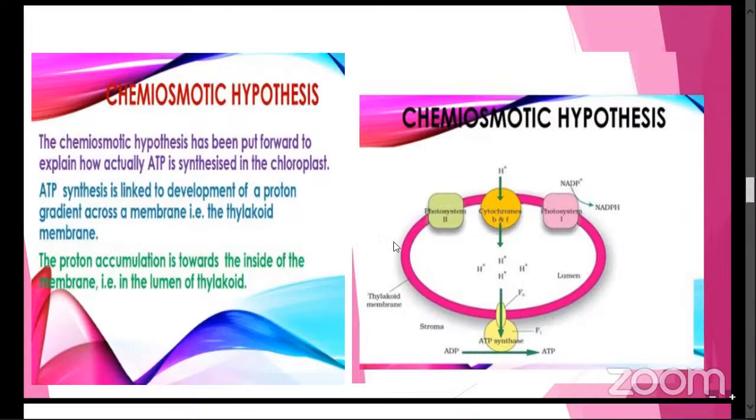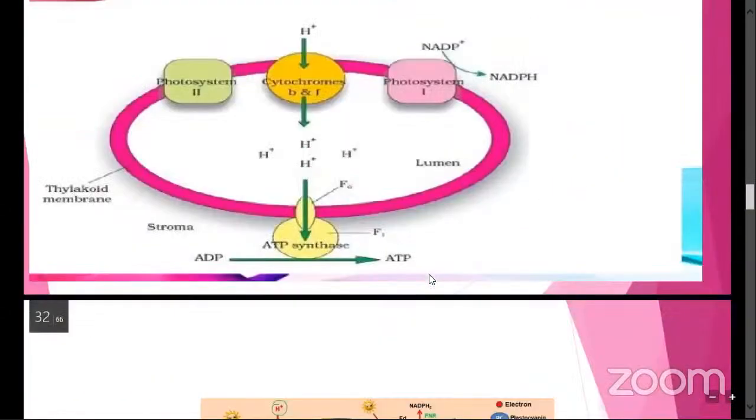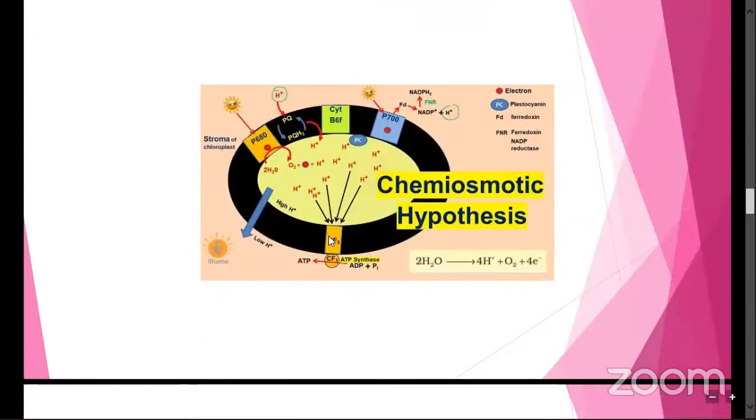And for this transfer, it requires some protein particles. And these protein particles act as channels for transferring these protons into the stroma. So for proton transfer from lumen into the stroma, it requires two different types of protein particles. And those are, see here, number one, the F0 particles.